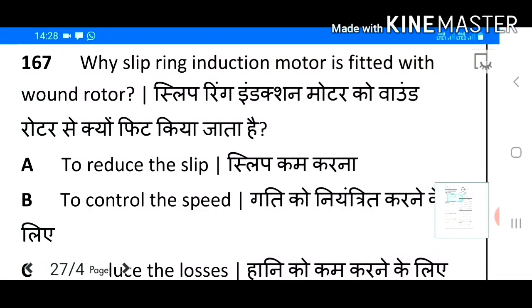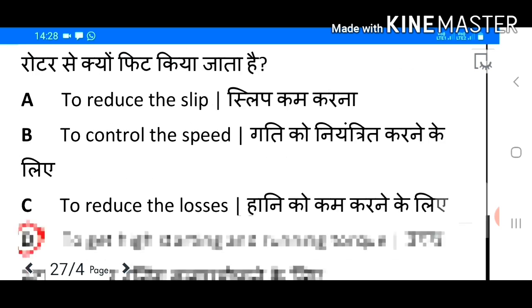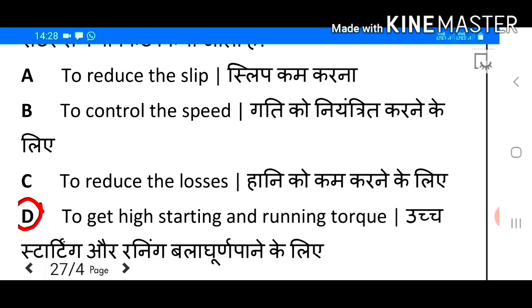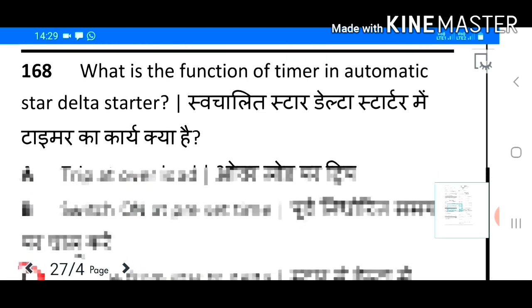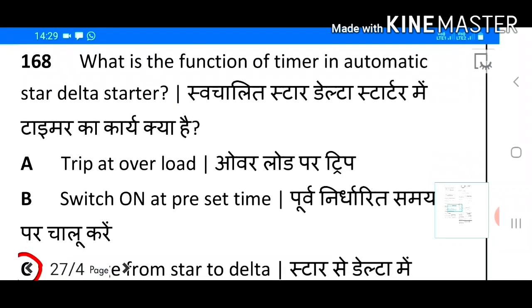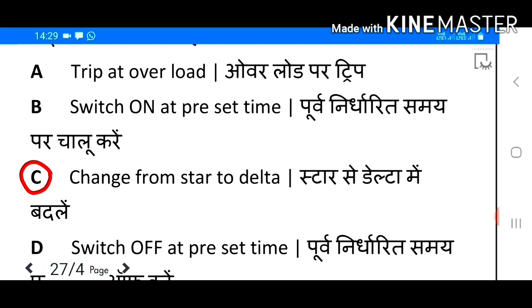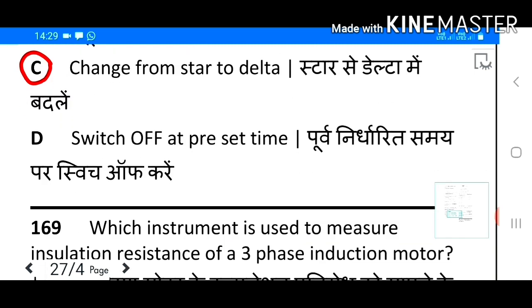167. Why slip ring induction motor is fitted with wound rotor? Answer D. To get high starting and running torque. 168. What is the function of timer in automatic star delta starter? Answer C. Change from star to delta.